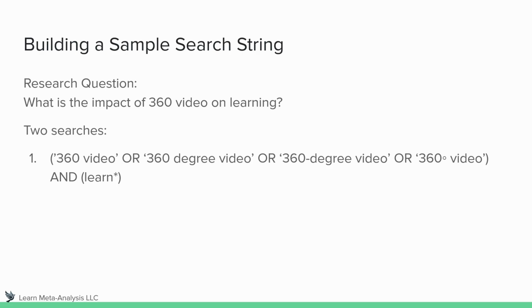So essentially when we read this search string, what conceptually we're doing is we're saying you can spell or talk about 360 video in any of these ways that are listed here, but the study also has to have some word associated with learn. So either learns, learning, learned, etc. Those are the two main components that we needed.